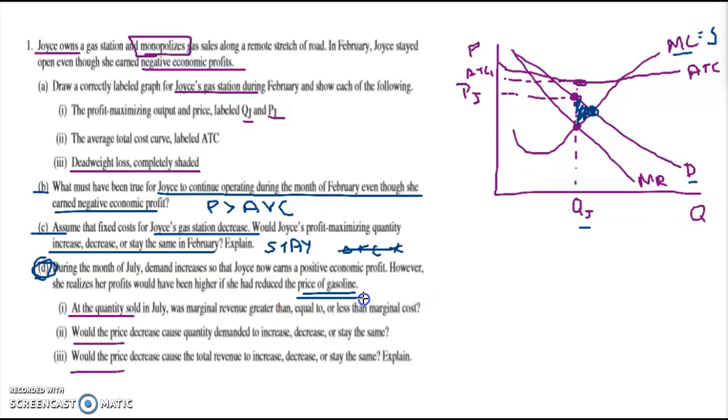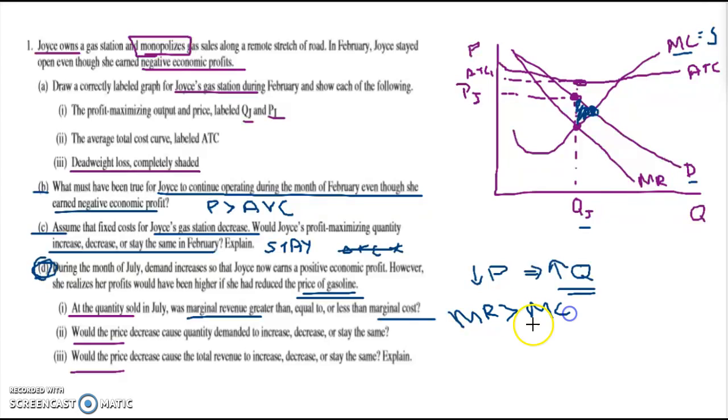So if reducing the price of gasoline results in an increase in profit, what must be true about marginal revenue and marginal costs? If I'm reducing the price of gasoline, that's going to result in an increase in the quantity being sold. I'm going to produce more when I reduce that price. If I'm producing more, it must mean that currently marginal revenue is greater than marginal cost. As long as marginal revenue is greater than marginal cost, I'm going to continue to increase production.